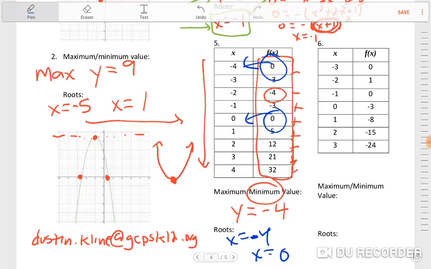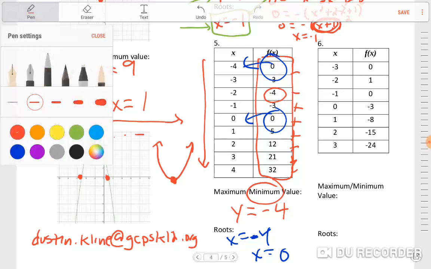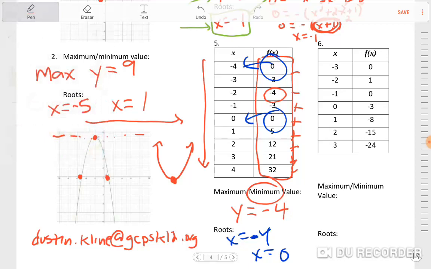The next table, just like before, we look at the x's, and the x's are getting bigger, but that just means we're looking at it from left to right. But when we look at the values, we're getting bigger from 0 to 1, but now from 1 to 0, we're dropping, dropping, dropping as if it was hot. So this parabola looks like it went up and then came back down. So that means that the vertex is going to be a max.